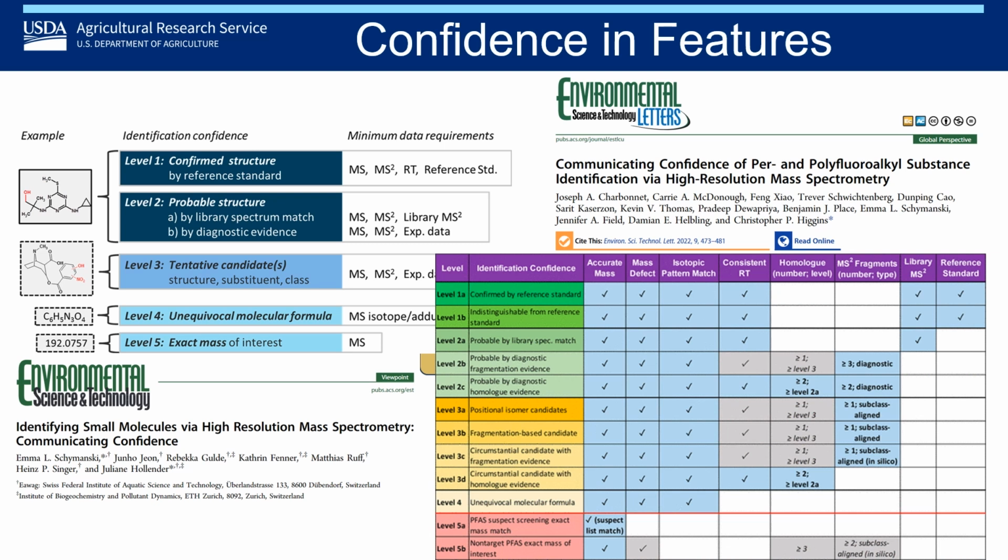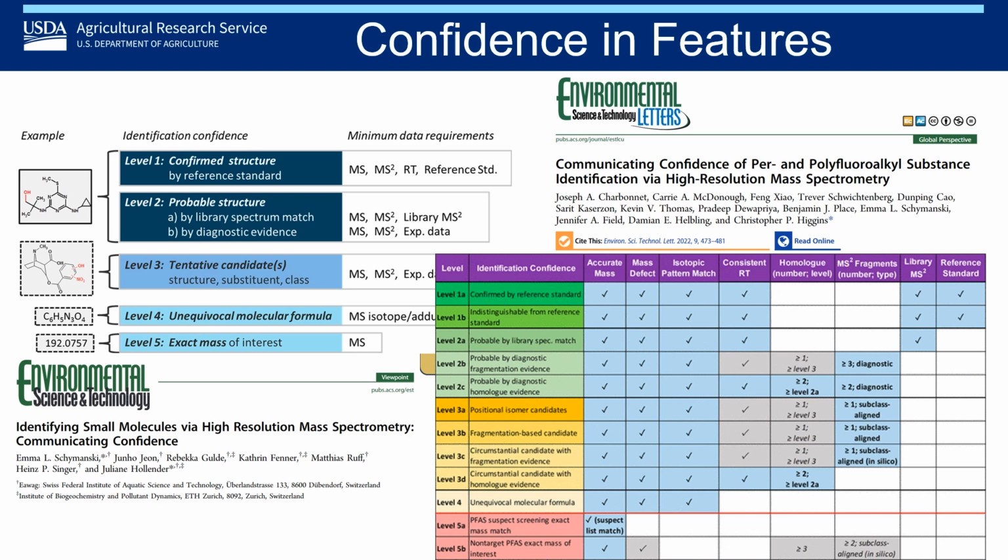However, as you get more, so as you get breakdown patterns and fragments that make sense and confirm the potential structure, you then increase your confidence in each of these features. The highest level, level 1, is being confirmed by a reference standard, so this would be purchasing a standard that is available for your potential feature, and then running that and comparing the retention time and all of the MS data and the high-res data that is available.